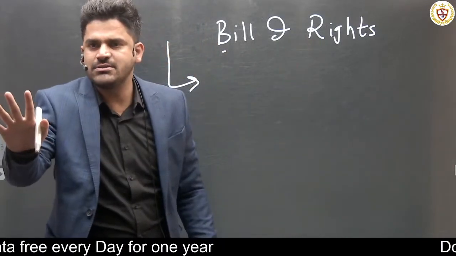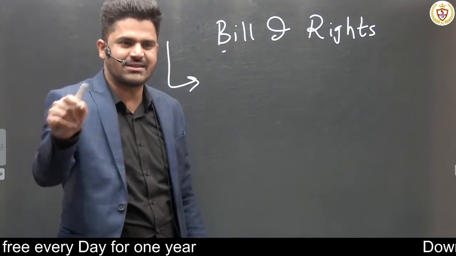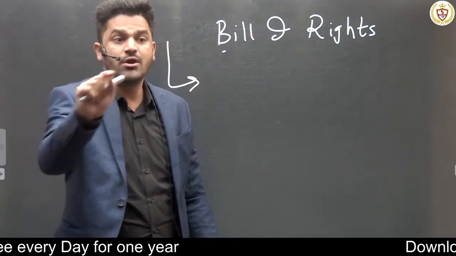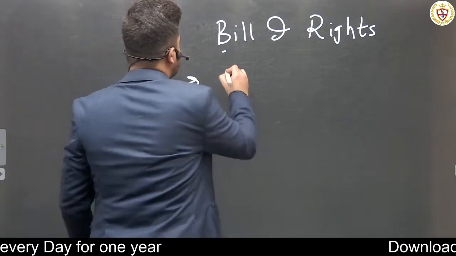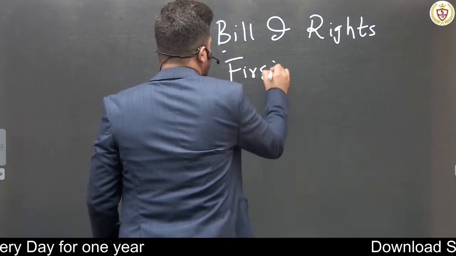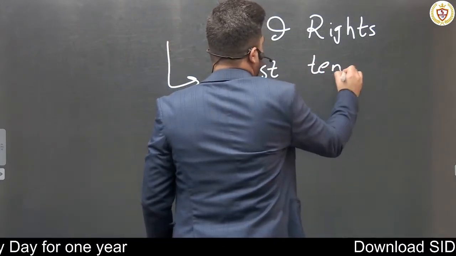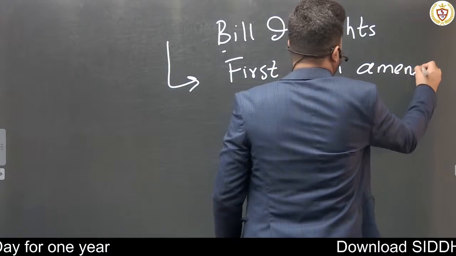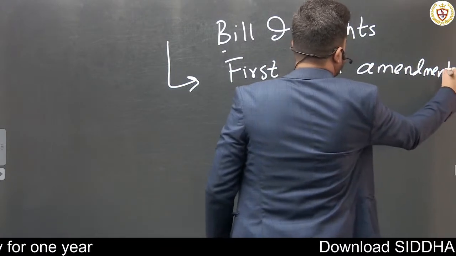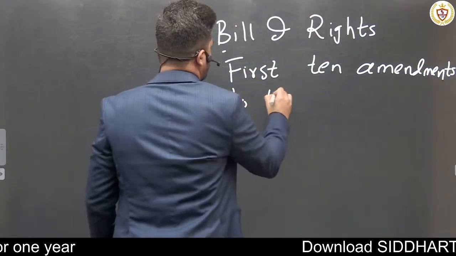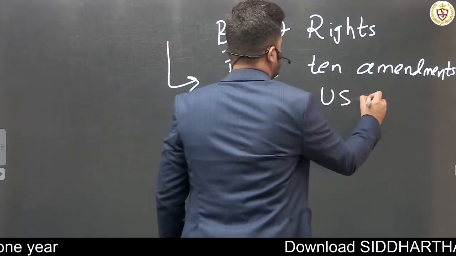What is Bill of Rights? अगर किसी ने पूछा आपको, UPSC पूछ भी सकता है, what do you understand by Bill of Rights? So Bill of Rights means first 10 amendments to the US Constitution.